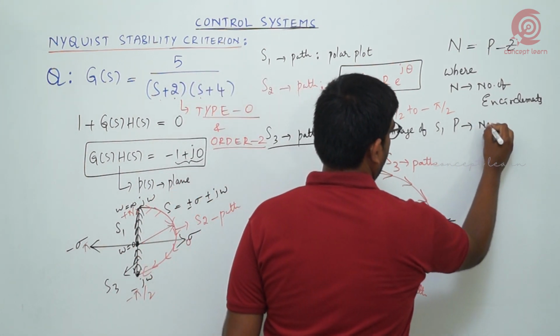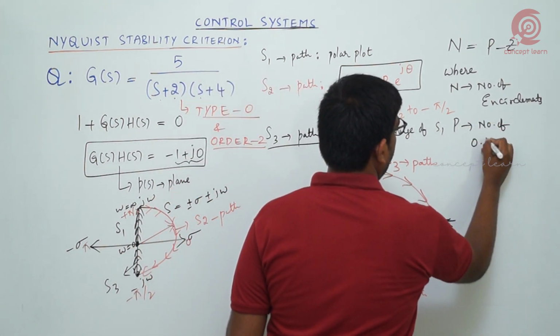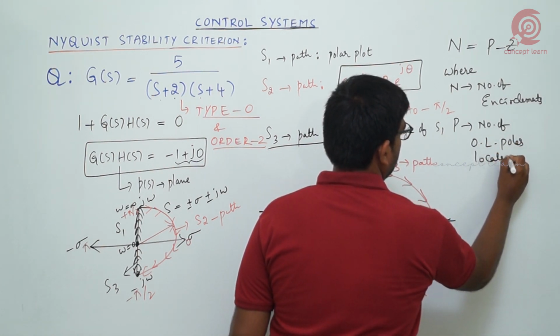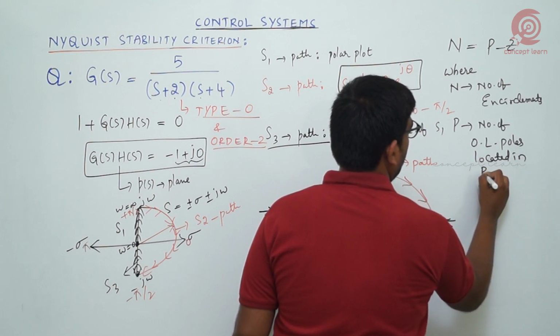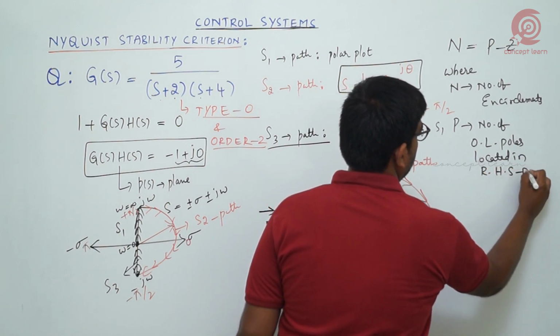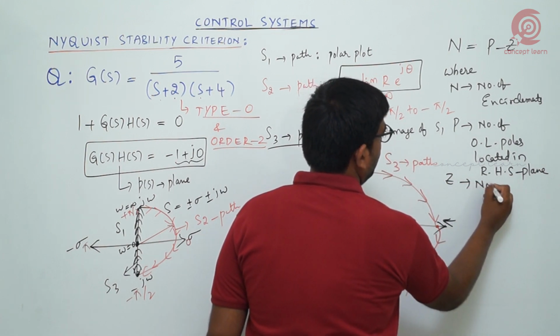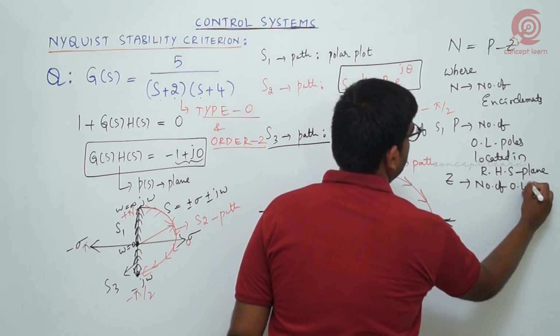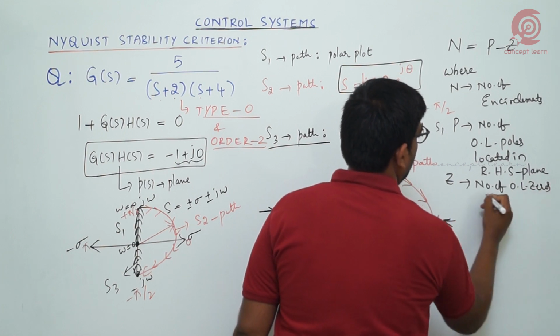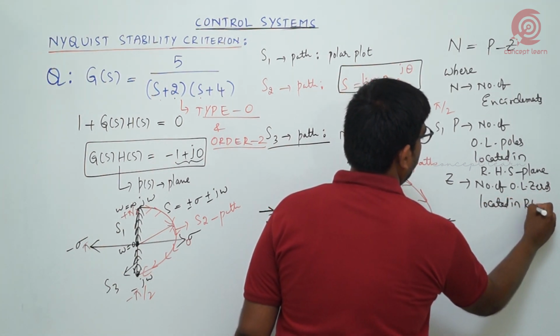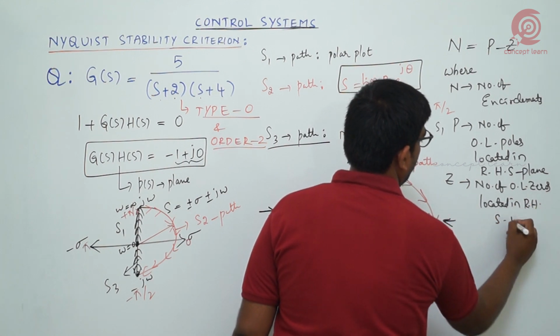P indicates the number of open loop poles located in the right half of the S plane. Z also indicates the number of open loop zeros located again in the right half of the S plane.